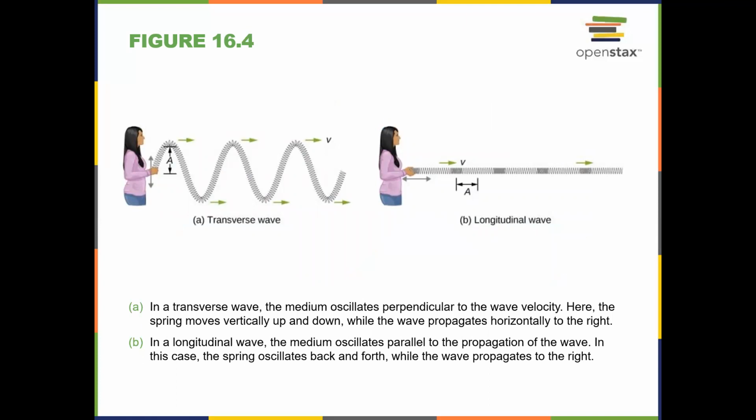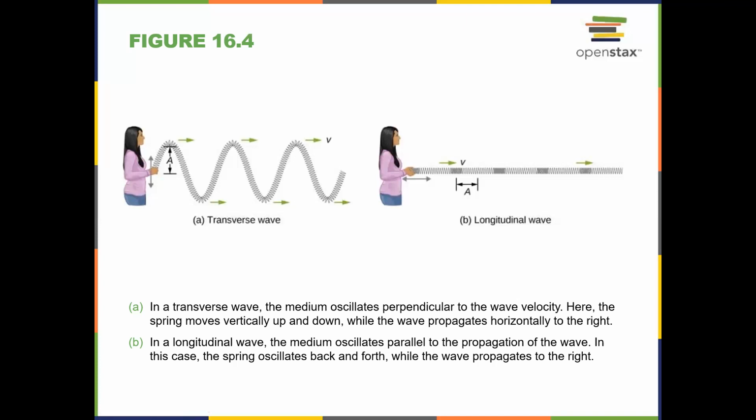As I said, there are two types of waves, transverse waves and longitudinal waves. In a transverse wave, the motion of the wave, in this case to the right, is perpendicular to the motion of the medium. In this case, the student is holding a spring and making it bounce up and down, and waves are moving to the right. However, the spring is moving up and down. A good example of transverse waves are ripples on a pond or waves on a guitar string.